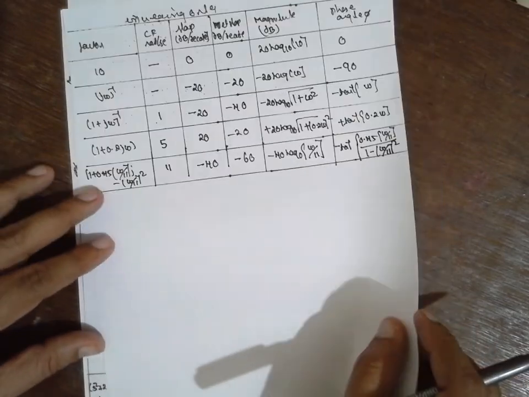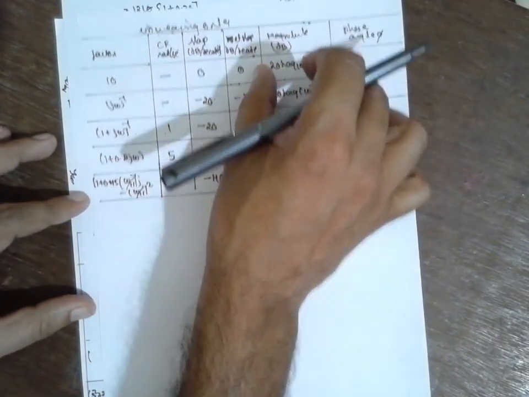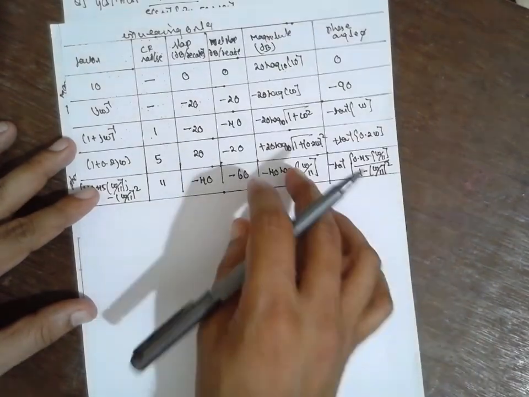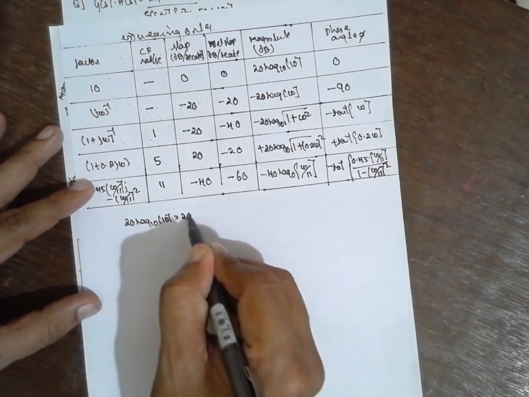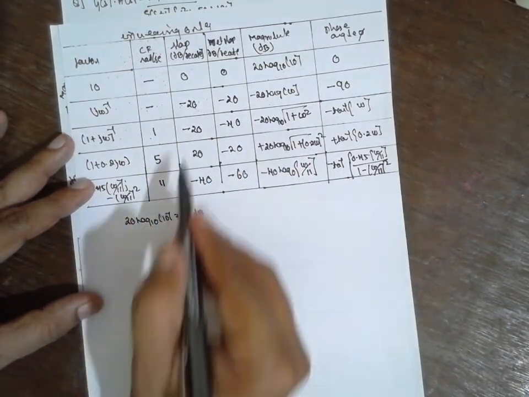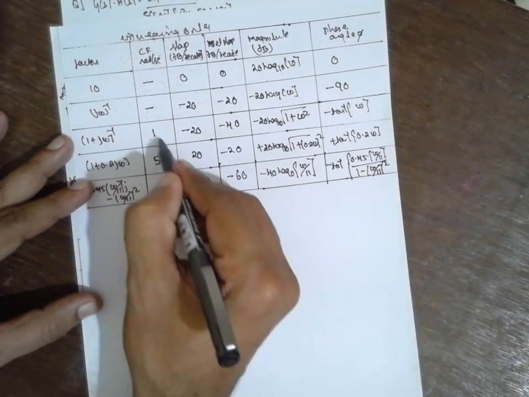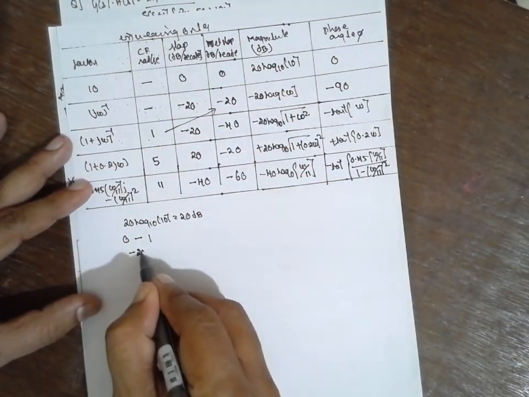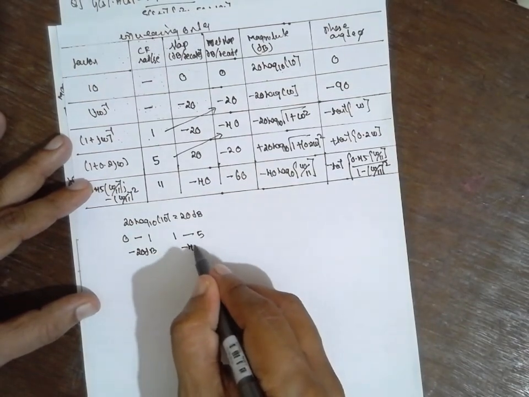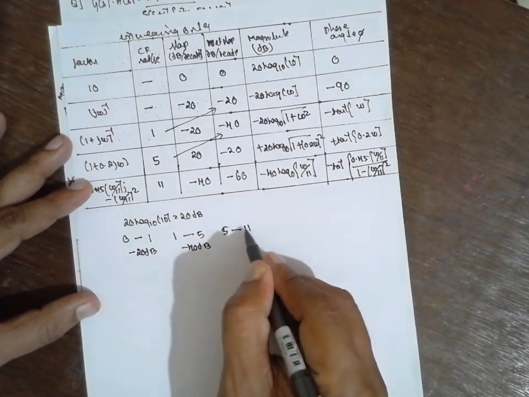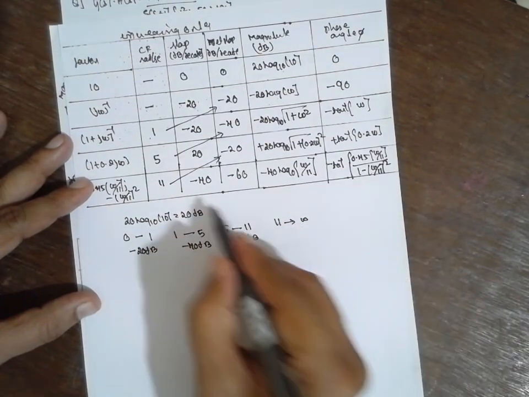Now after completion, instead of going through the previous videos, in the simplest form we are going to draw the graph using the magnitude. First, I will consider the magnitude, 20 log 10, which is nothing but 20 dB. First, I will draw the line of 20 dB. Next, I will consider 0 to 1, where the slope is minus 20 dB. Next, 1 to 5, minus 40 dB. 5 to 11, minus 20 dB. 11 to infinity, minus 60 dB.